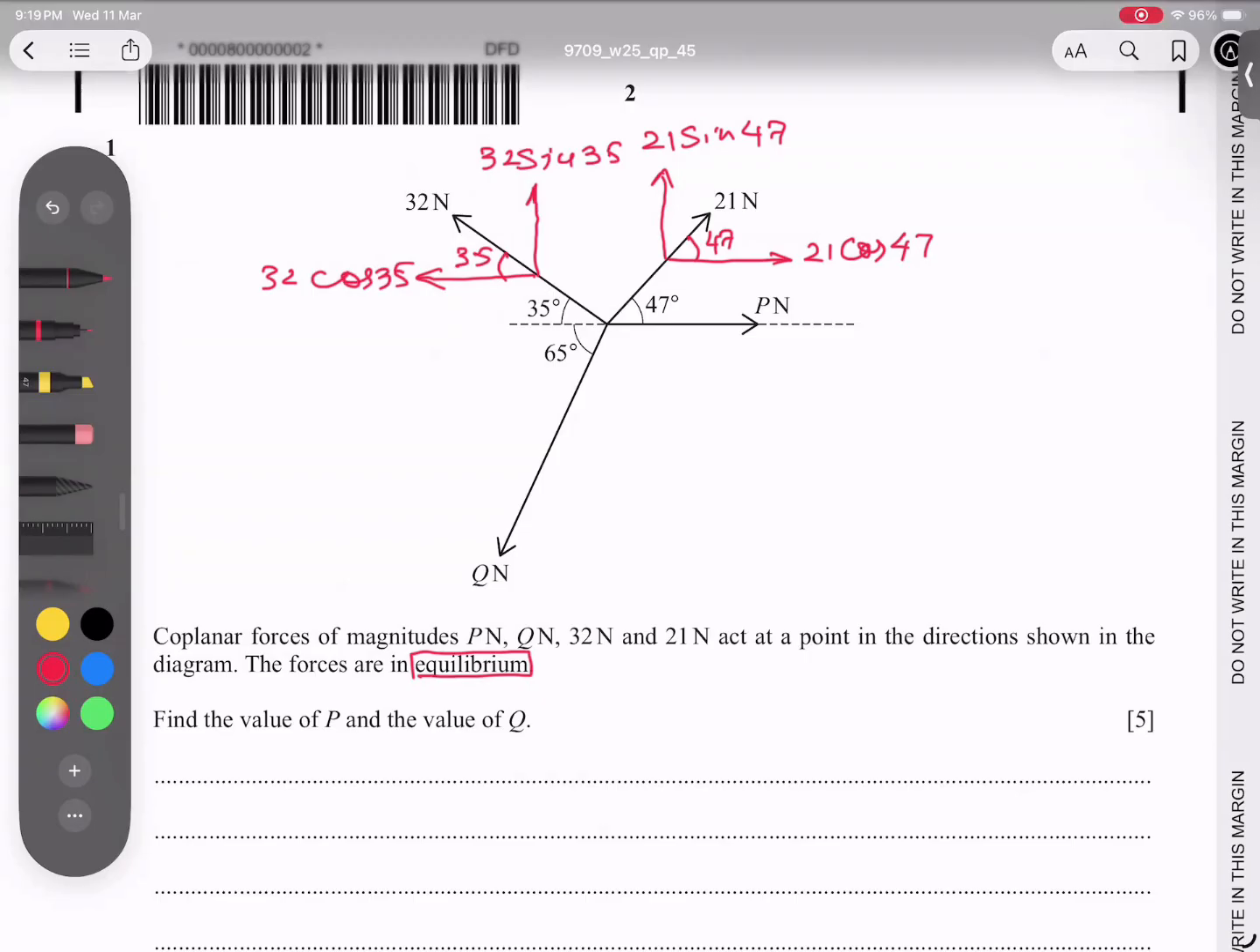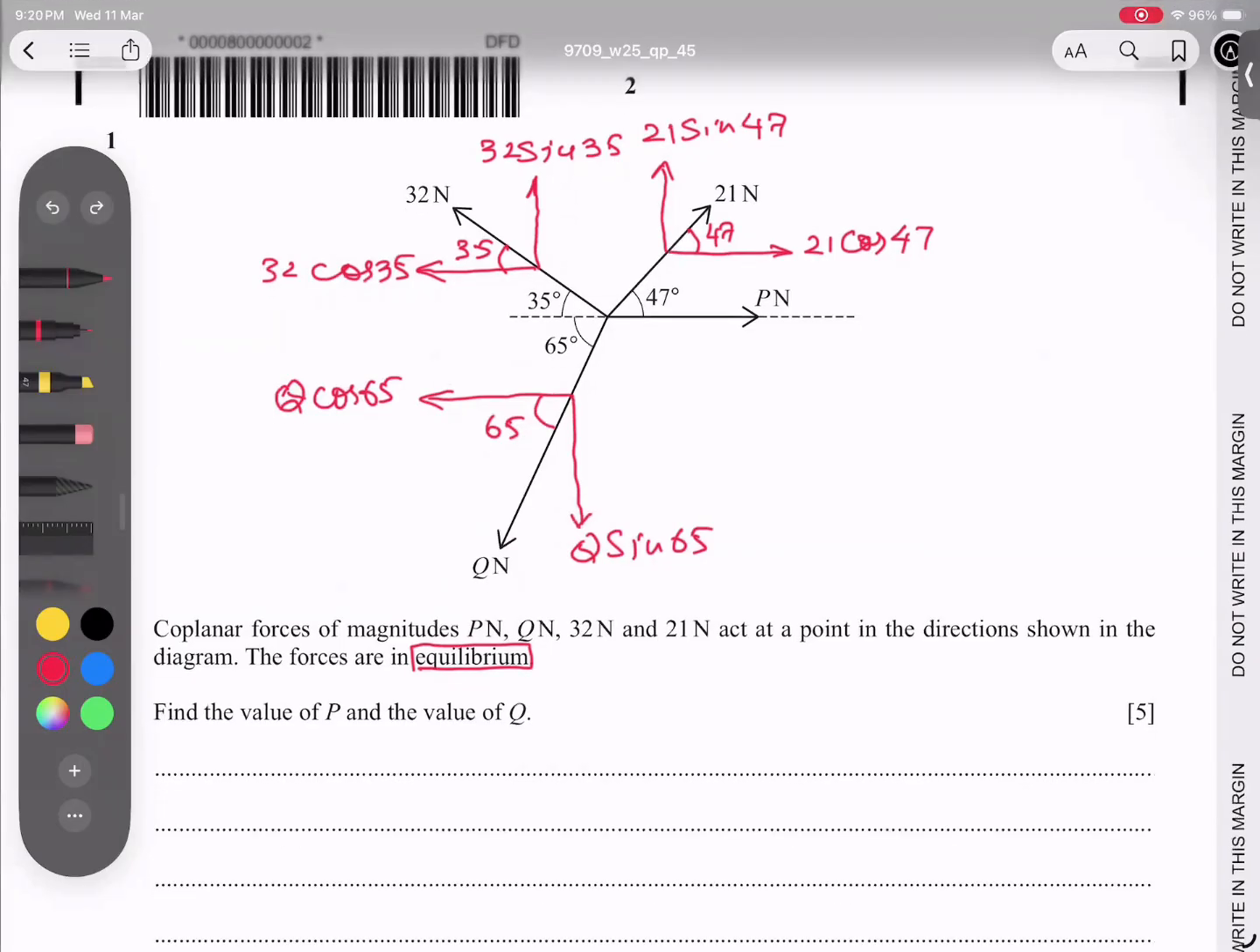I think that is clear. What about this 65 degree angle and the force Q? One component acts to the left side and one acts downwards. Because I consider this angle 65, the force's cos component is Q cos 65, and the other is Q sin 65. P acts along the x-axis, so there is no component breaking. Now I can make two equations.